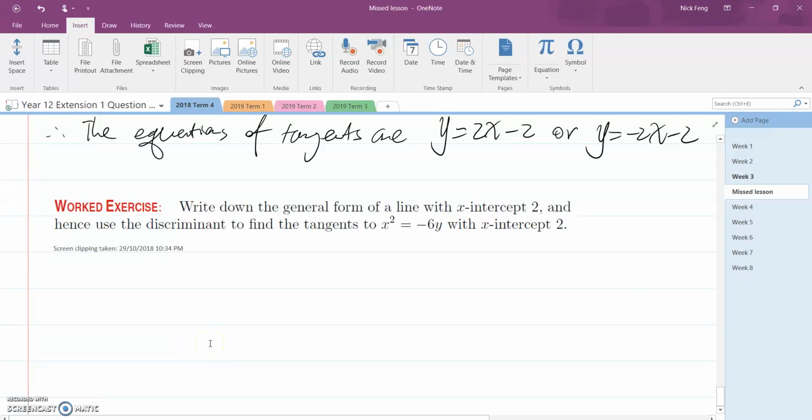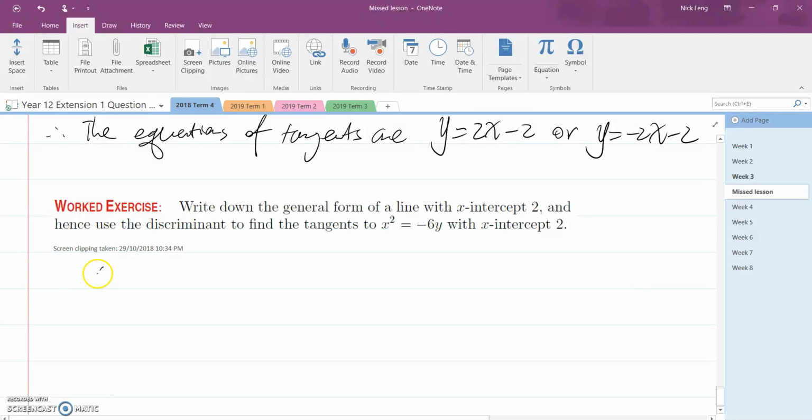Let's do one more example before we move on to the chord of contact using the Cartesian tangent equations. So this is a Cambridge example, pretty similar to what we got before about the y-intercept, except this one is the x-intercept. So first of all, we need to write down the general form of a line with an x-intercept of 2. In this case, we only know that when x equals 2, y equals 0, and we don't really know what the gradient is.